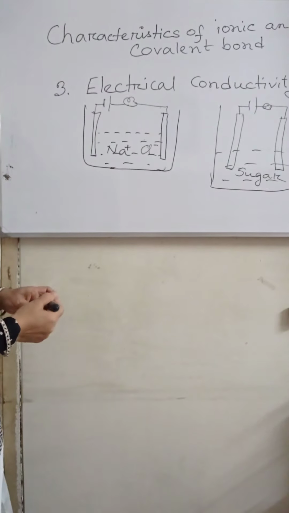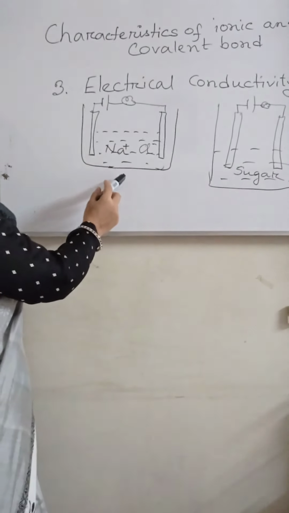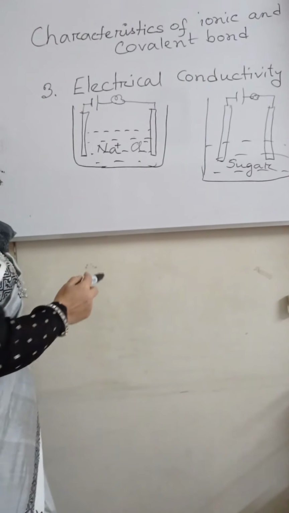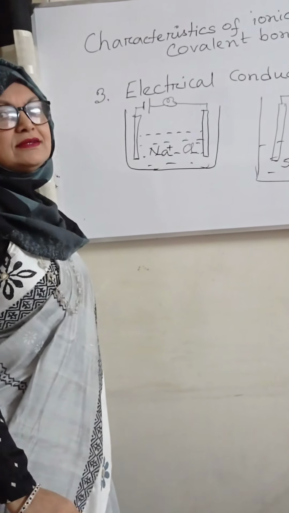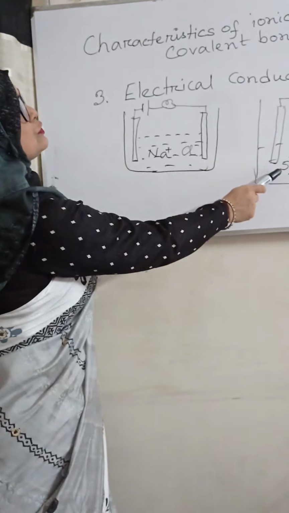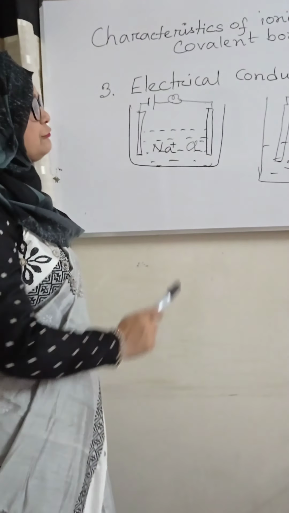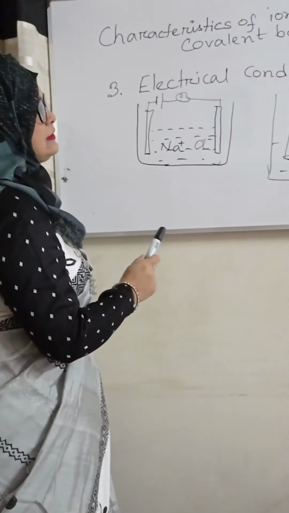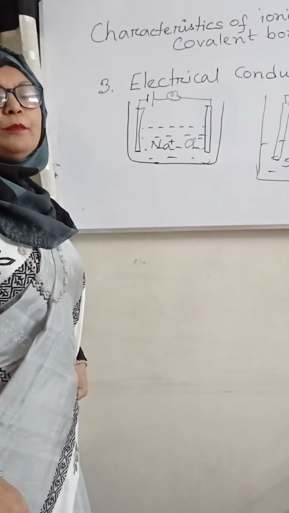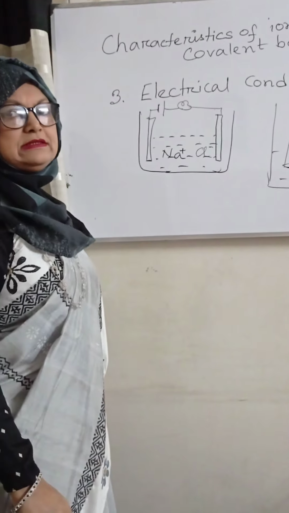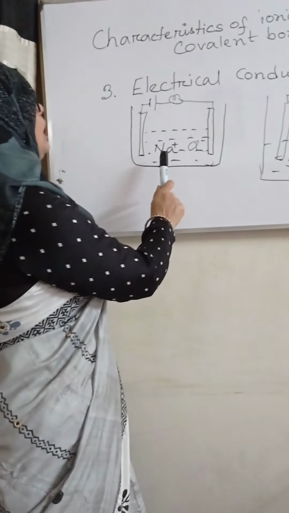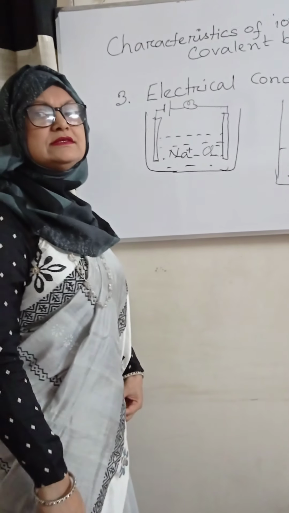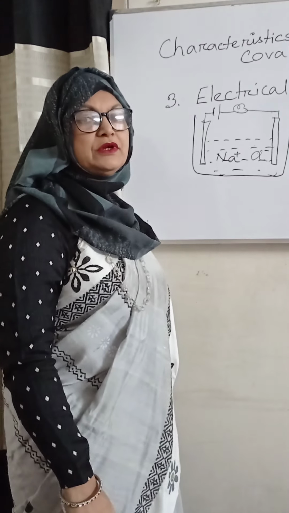And after the completion of the circuit, we can see that the light with the sodium chloride solution is lit up, but the light with the sugar solution cannot. From this, we can conclude that the solution of an ionic compound can conduct electricity, but the solution of a covalent compound cannot conduct electricity. The reason is that an ionic compound contains positive and negative charges.